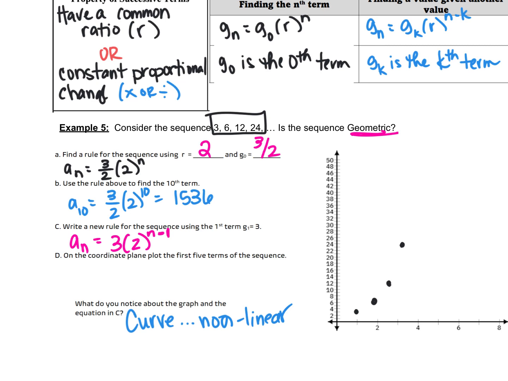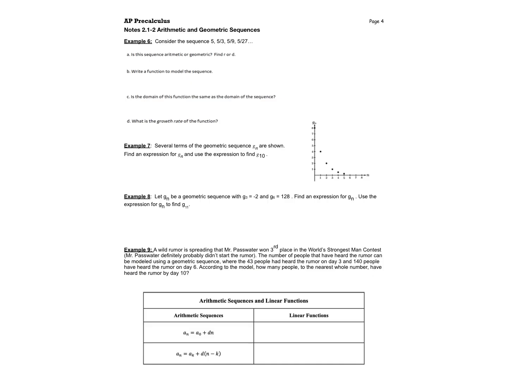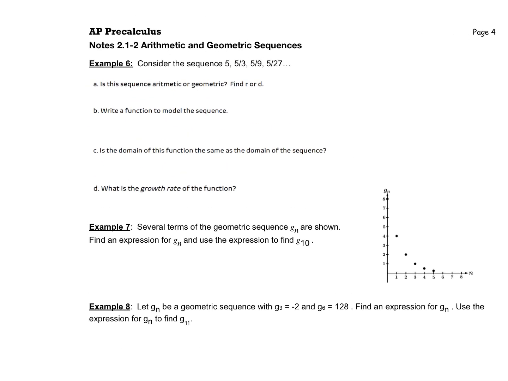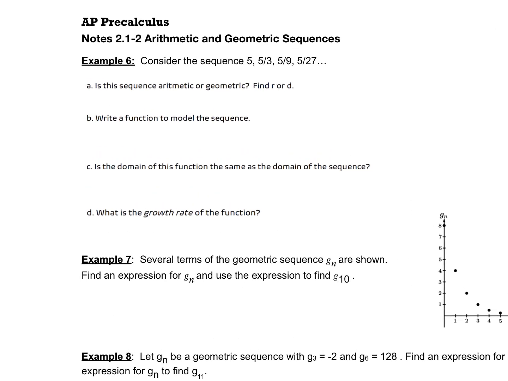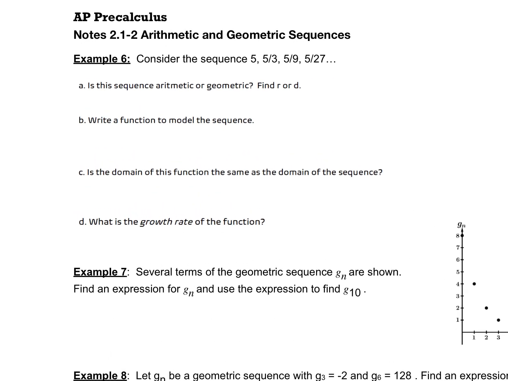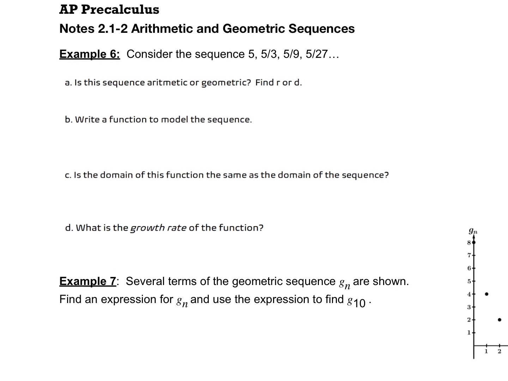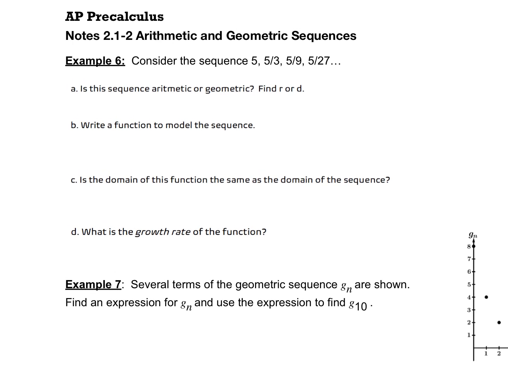So arithmetic sequences change by a common difference. Geometric sequences change by a common ratio. All right, here we go. Let's take a look at this one. Oh my goodness. Fractions. They're the devil.